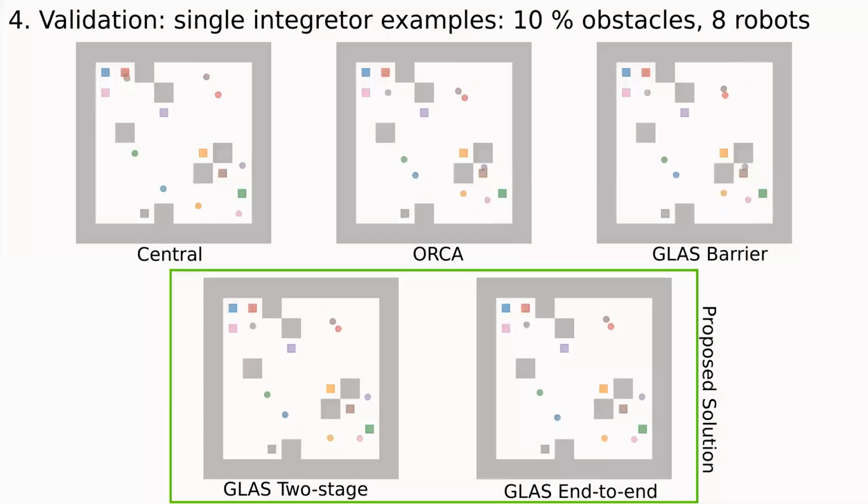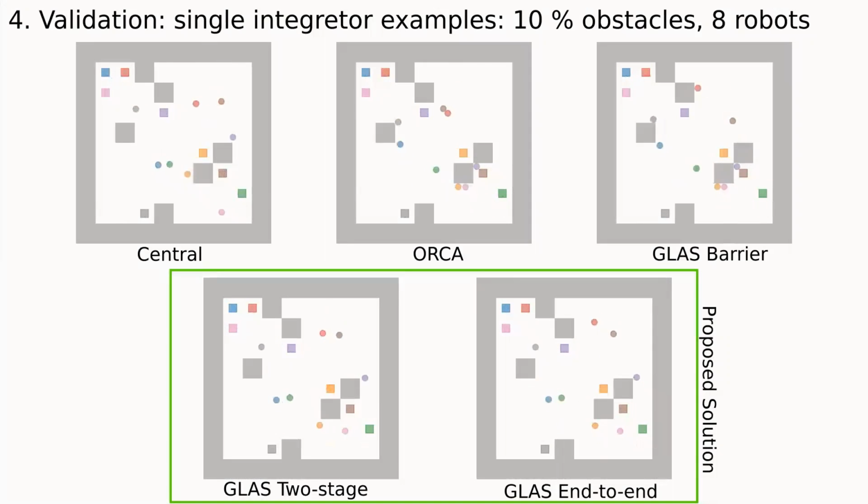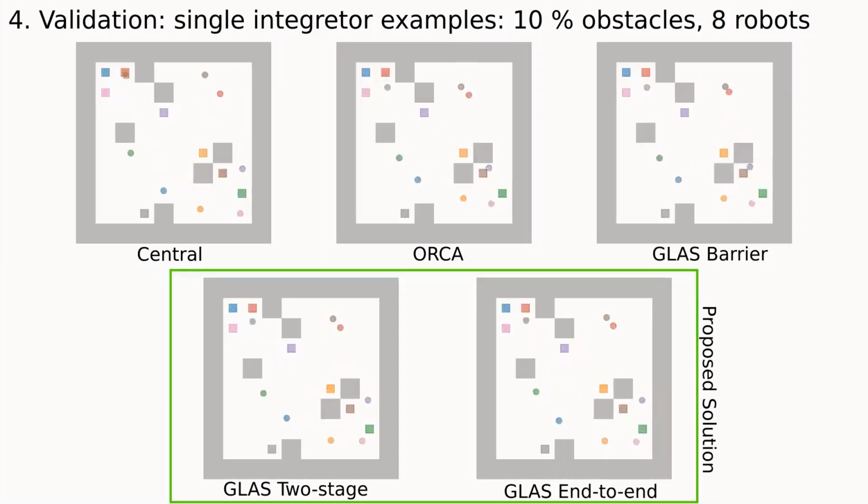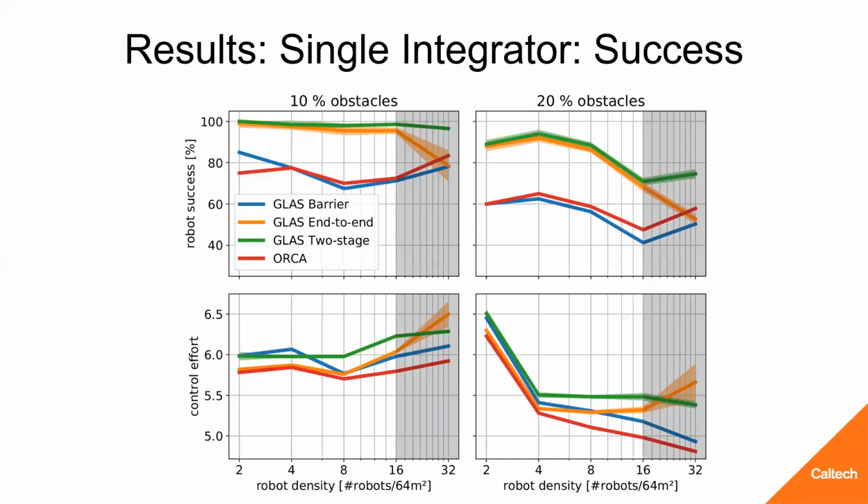All right, and then we did some validation, of course. Here are some examples. We compared our central solution, Orca, which is the reactive state-of-the-art, what people typically do. Our own barrier, which is really just a safety barrier where pi just moves greedily towards the goal. And then we compare end-to-end learning versus learning without our safety barrier and see how the results are. Let's look at some of the plots.